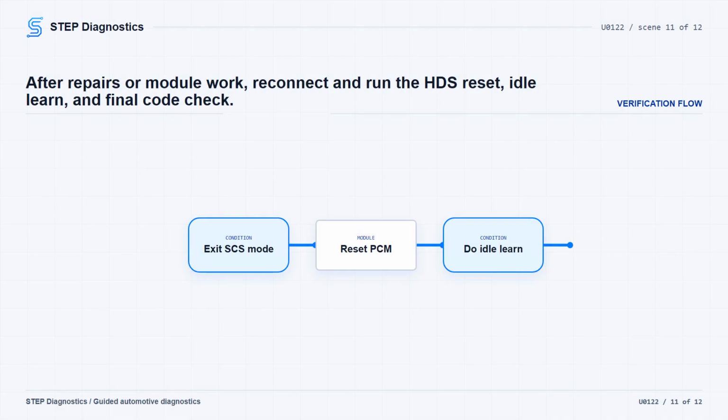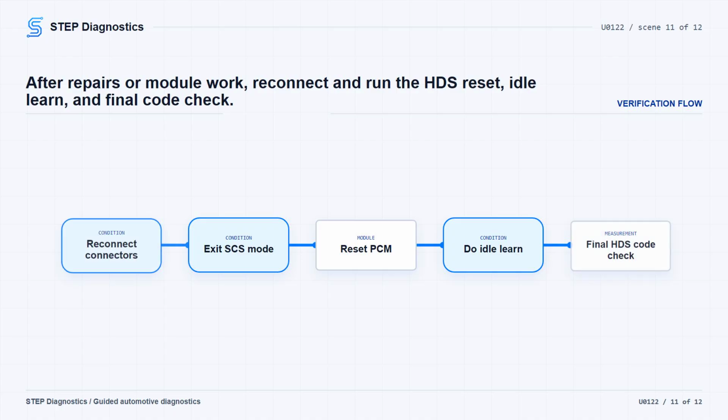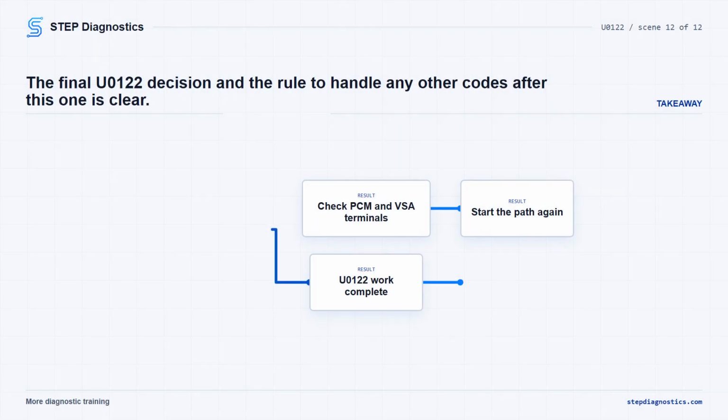Reconnect all connectors, exit SCS mode with the HDS, then turn the ignition switch to on, Roman 2, or select on mode. Reset the PCM with the HDS, do the PCM idle learn procedure, and check again for pending or confirmed DTCs. If U0122 is still indicated, check for poor connections or loose terminals at the VSA Modulator-Control unit and the PCM, then go back to the first DTC check and work the path again. If U0122 is not indicated, troubleshooting for this code is complete. If any other pending or confirmed DTCs are present, check what they mean next.